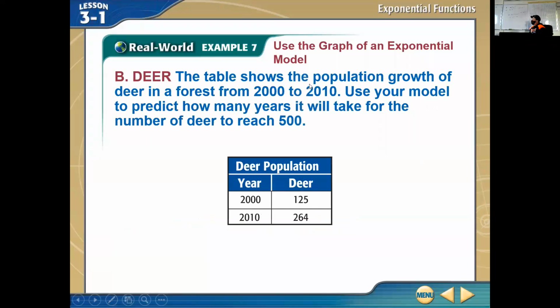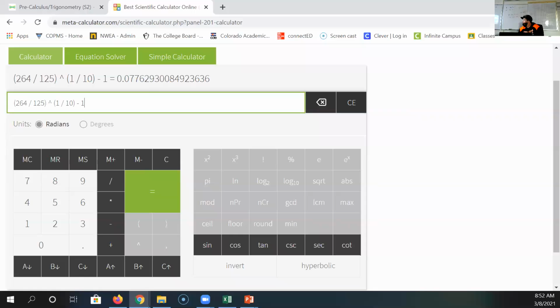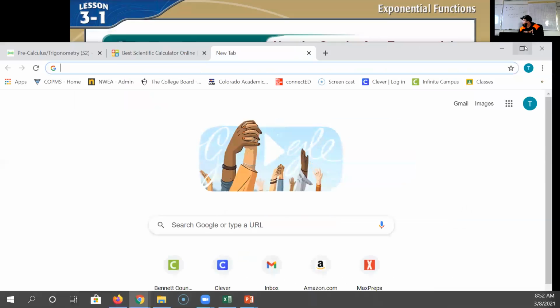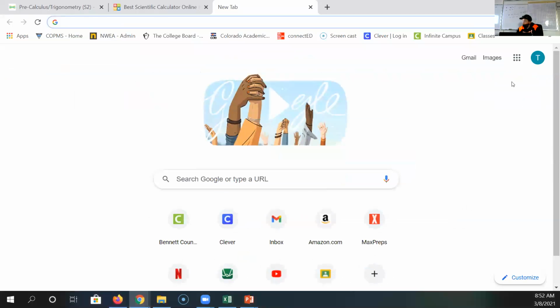The table shows the population growth of the deer in the forest from 2000 to 2010. Use your model to predict how many years it'll take for the number of deer to reach 500. So here, the easiest way to handle this is to pull up a graph. The first equation we're going to graph, I'm going to do this on Desmos. Let me add myself a tab.